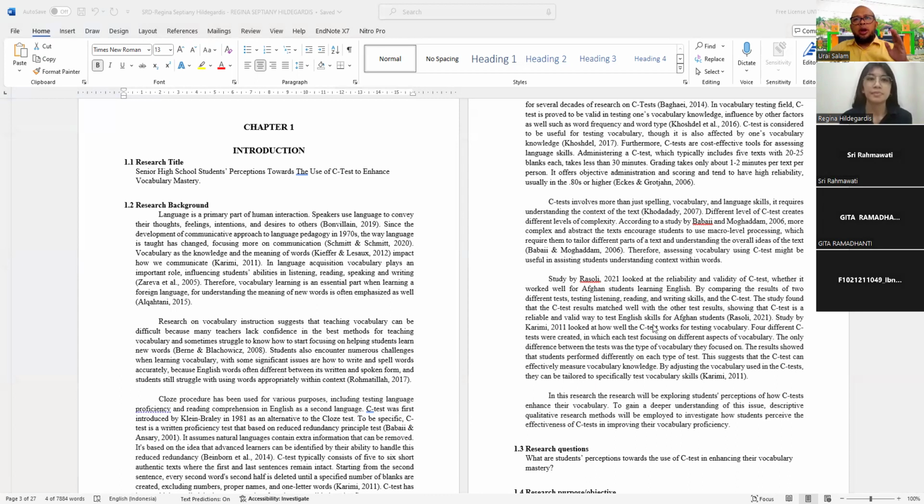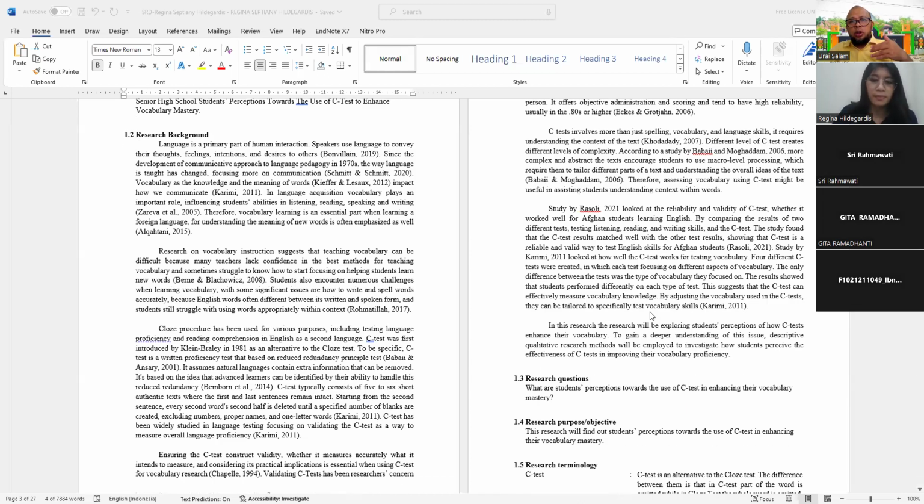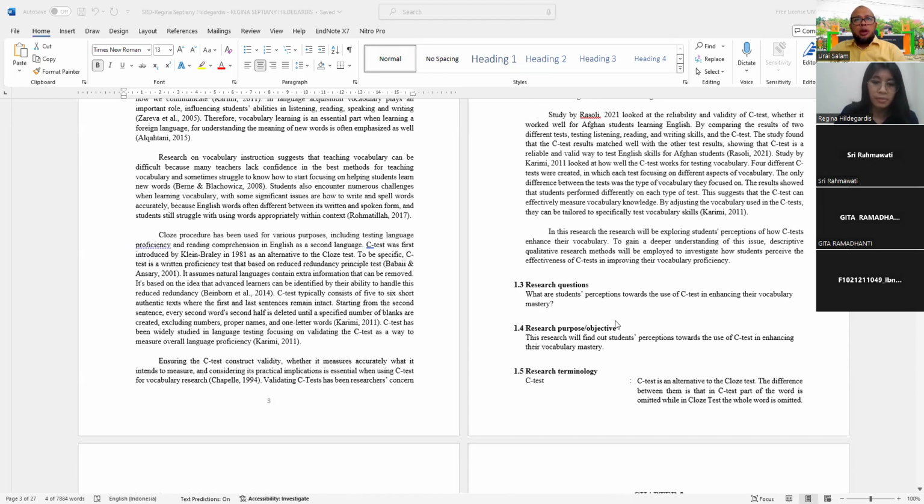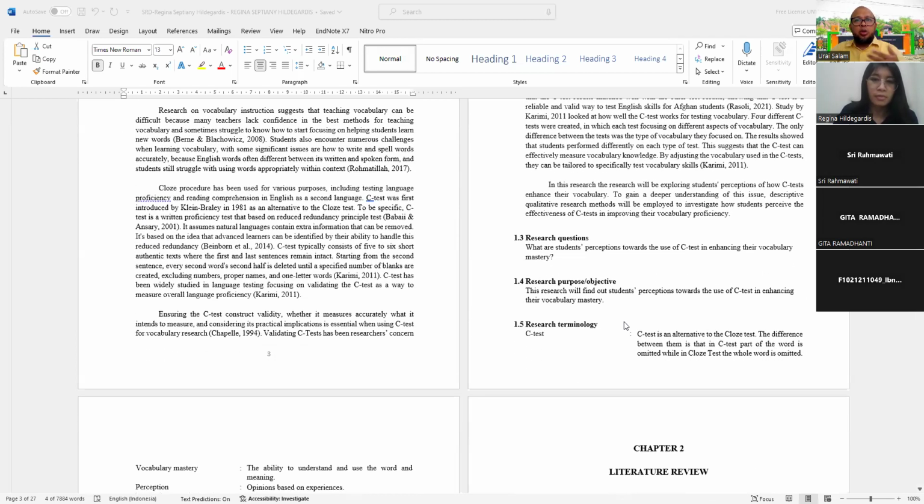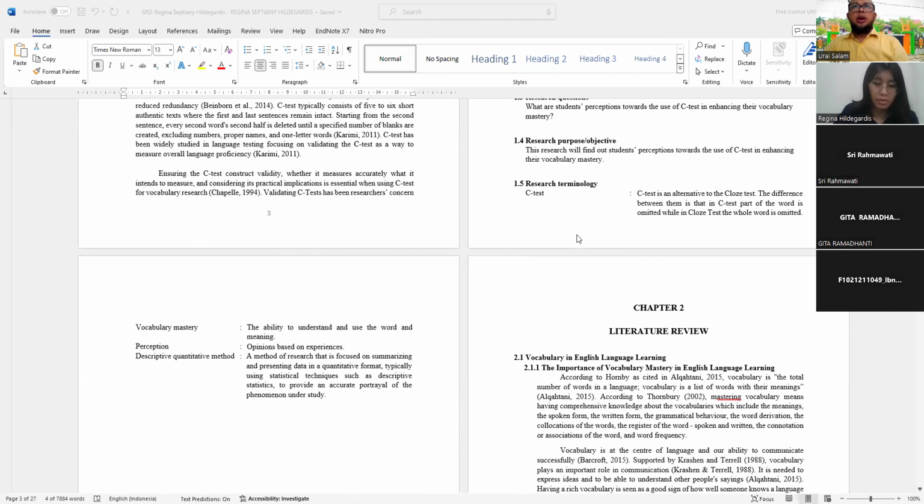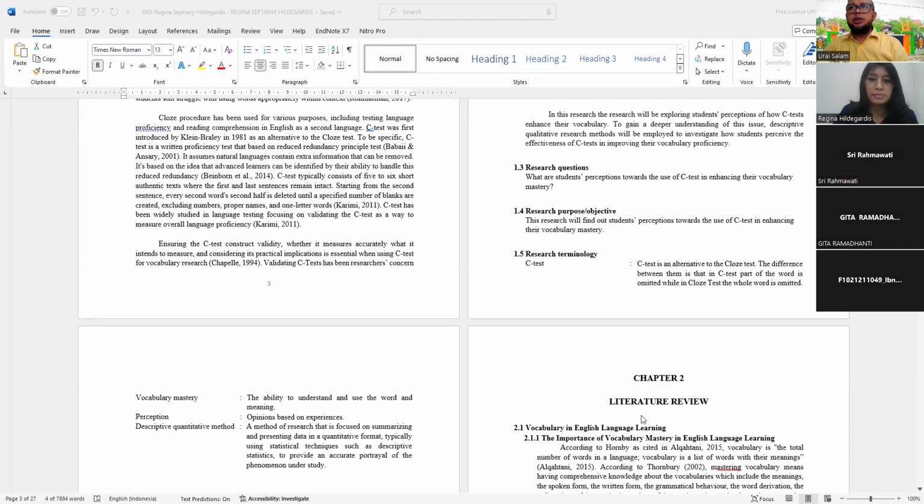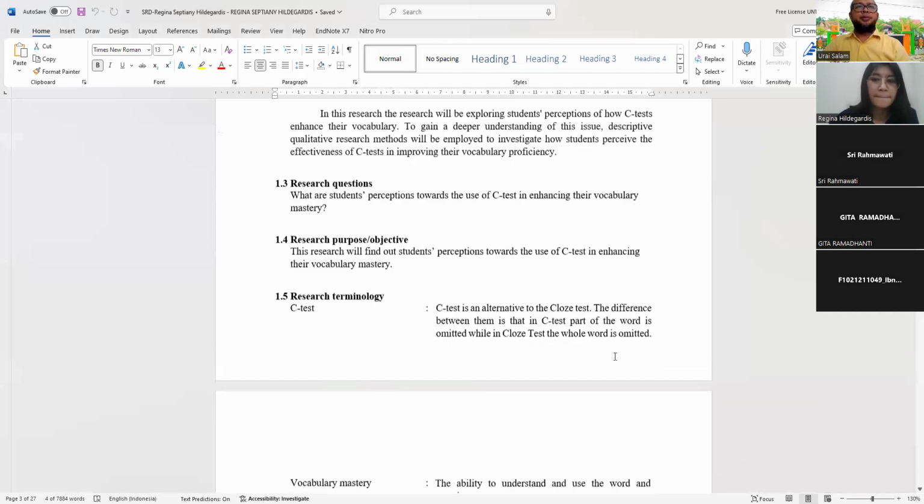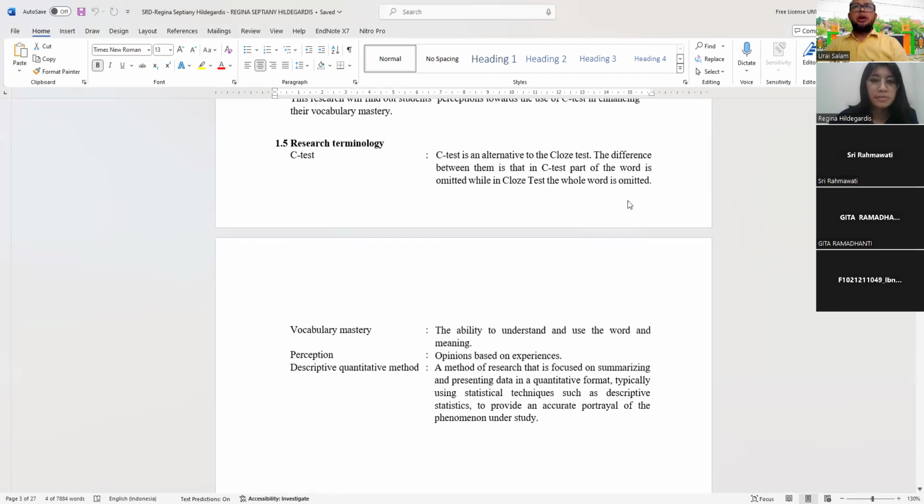Okay, so you can try to have a look once again at your introduction. If the introduction is already formatted according to what I just said, it's okay. But if not, you have to revise it. The terminology: C-test is an alternative to the closed test. Let me check. It is an alternative to the closed test, the difference being, and so on.